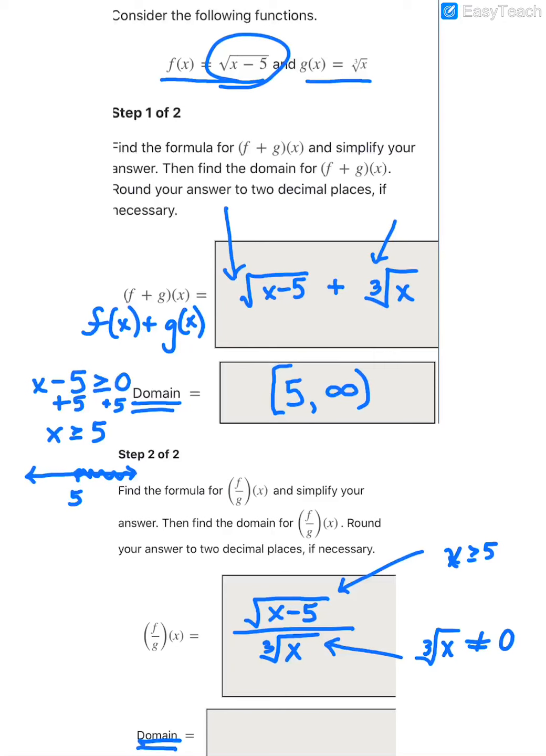To get rid of the cube root on both sides, we cube. So we're saying x cannot be equal to 0, which, if you think about x being greater than or equal to 5, 0 is over here, so that's not part of it anyway, but we at least had to consider it. So our domain is still going to be, in this case, going from 5, including 5, to infinity.